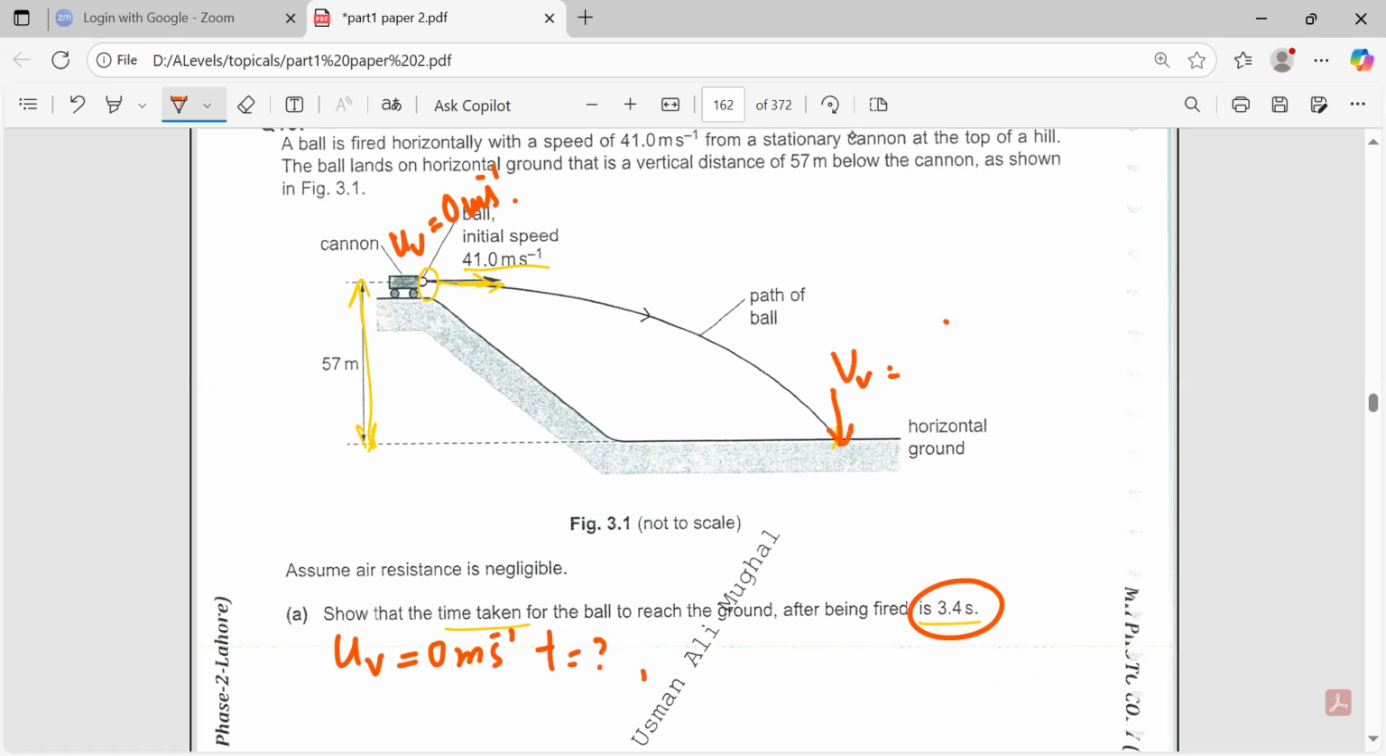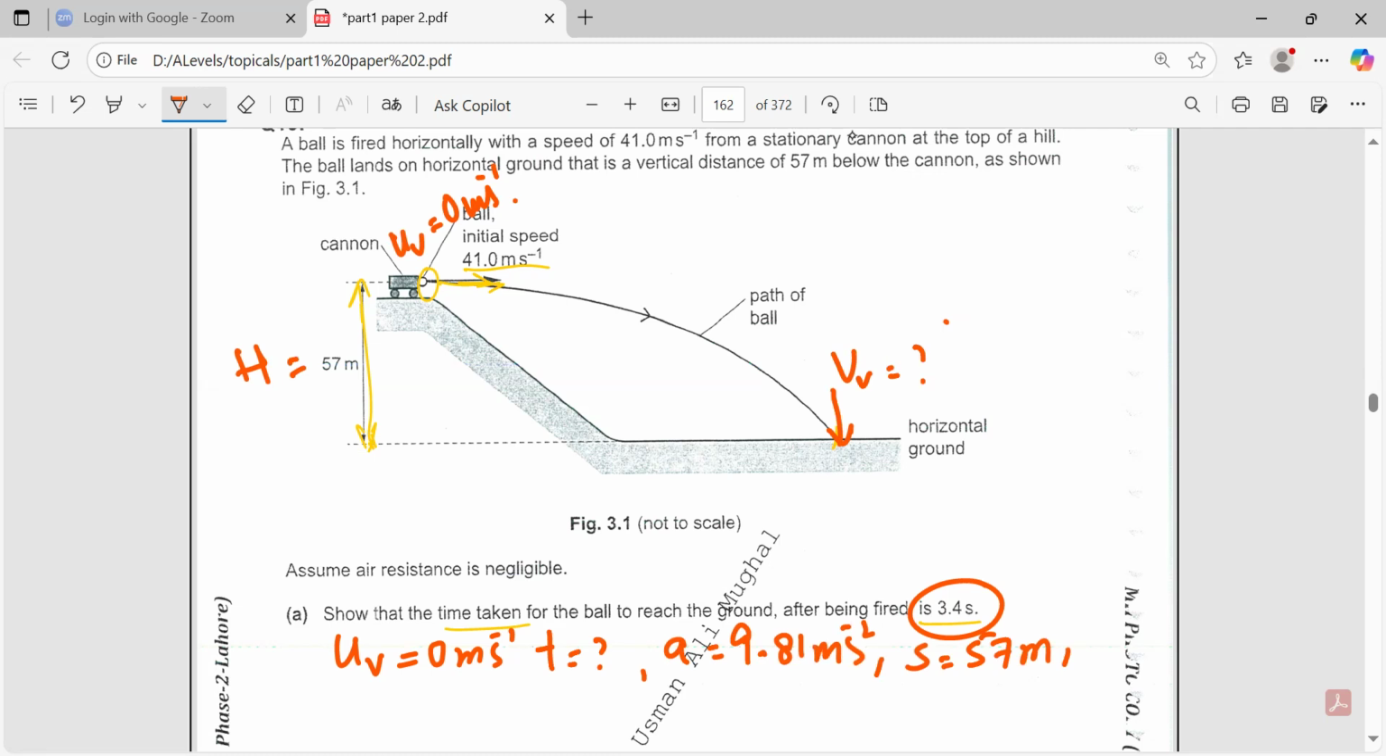So final velocity हमें नहीं पता. Okay, और हमें क्या पता है कि it is falling downward. We know the acceleration. Acceleration is 9.81 meter per second square. And what else are we aware of? We are aware of the vertical height. So what is the vertical height we are going to have? That is 57 meter. So vertical height is 57 meter.